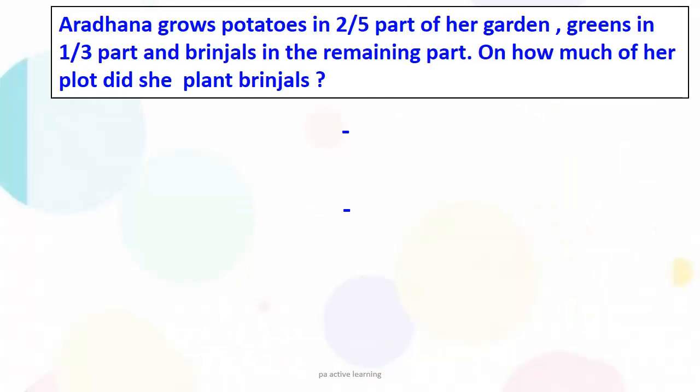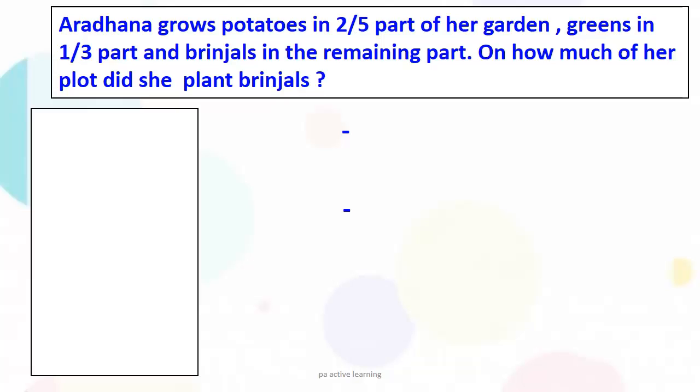Okay. Aradhna grows potatoes in 2/5 part of her garden, greens in 1/3 part, and brinjals in the remaining part. On how much of her plot did she plant brinjals? Whenever you have such questions, please read 2 times. Aradhna grows potatoes in 2/5 part of her garden.